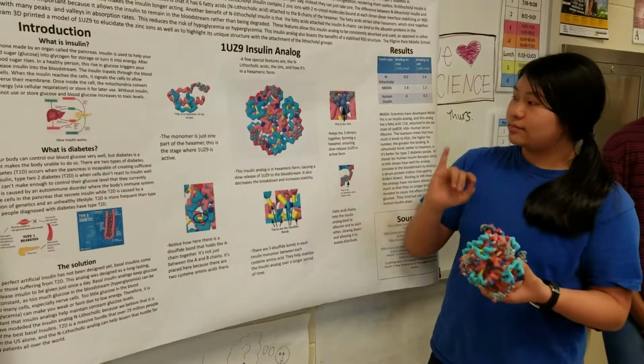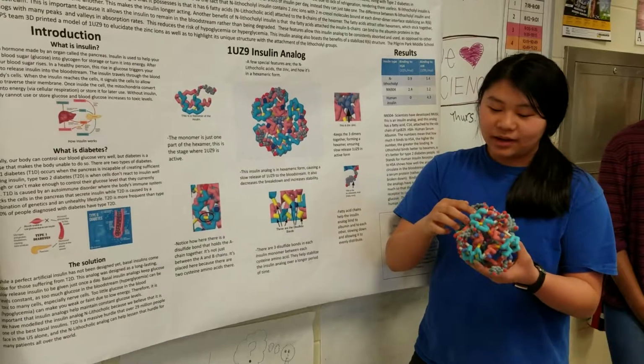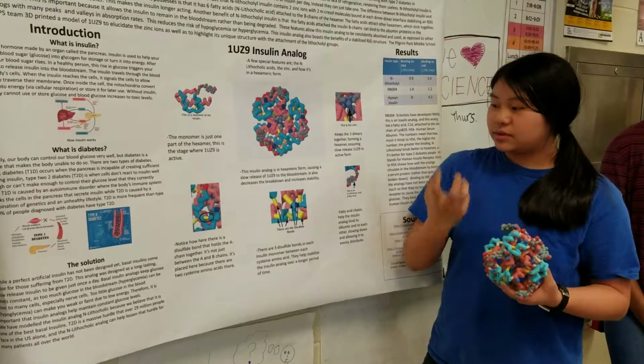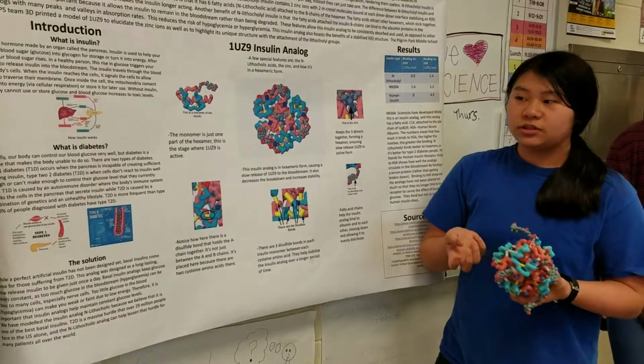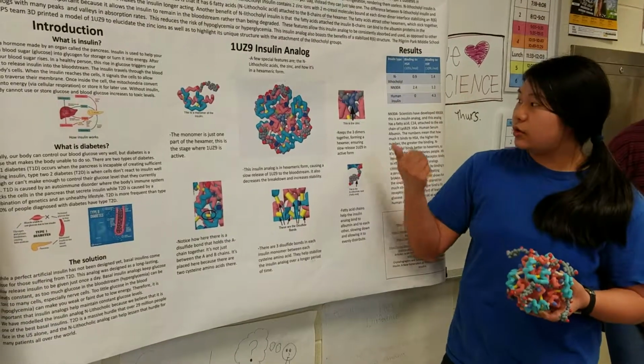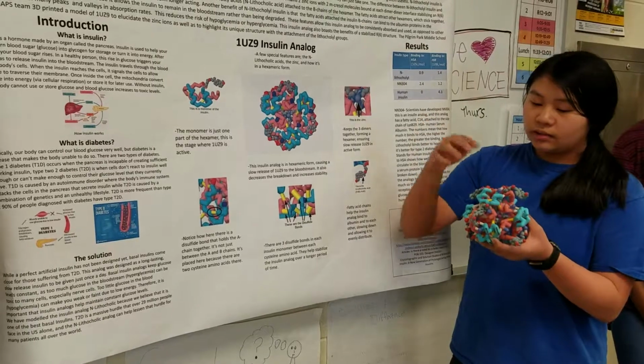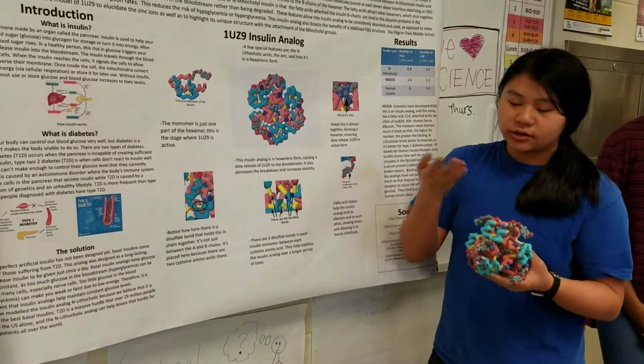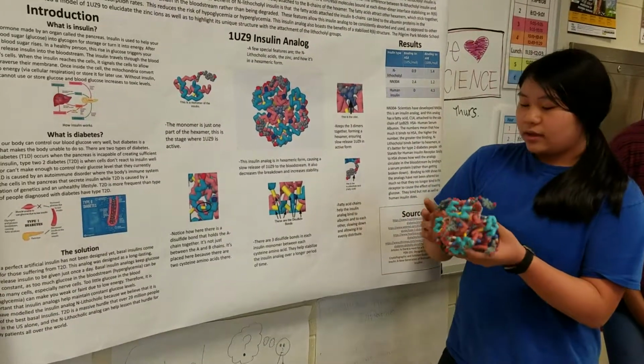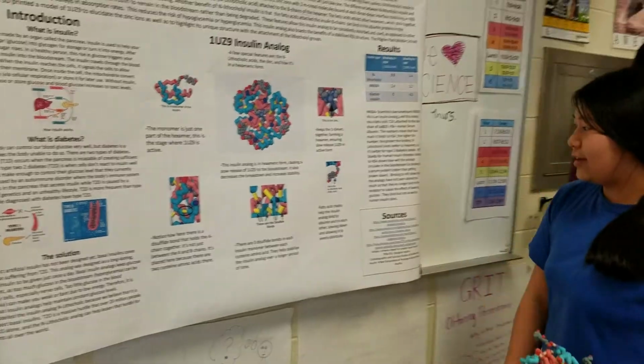The disulfide bonds help stabilize its structure, which ensures our slow release, similar with the zinc here. The hexamer form also ensures our slow release too. And now on to Rudy.